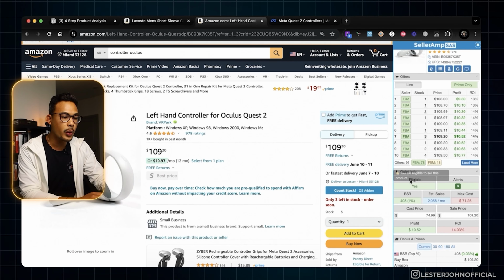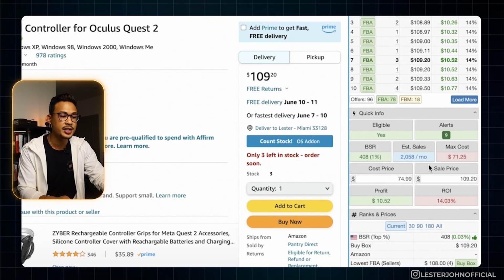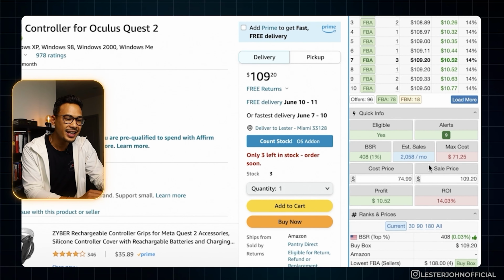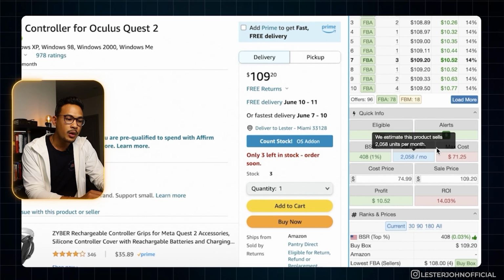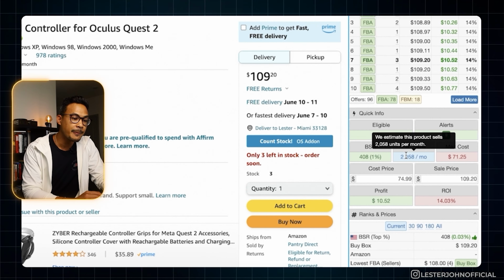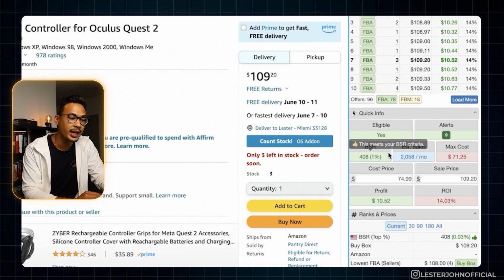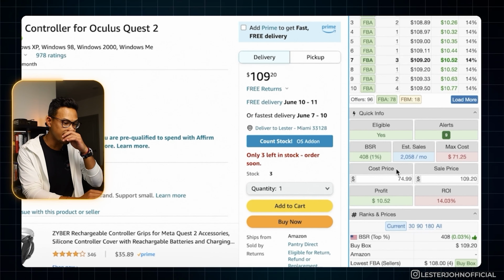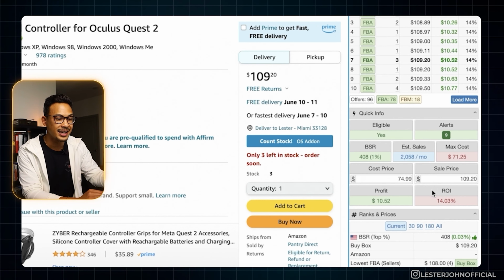So right here on the quick info, as you can see, we already had put our cost price at $74.99, right? And that's the buy box right there. What I like about it is it shows you the estimated sales. So it sells about 2,000 units per month, which is pretty good. The BSR is 408. As long as you're in that 1%, it's pretty good as a beginner when you start finding products that you want to sell fast. That's why softwares like SellerAmp just make it easier, because everything here is at a glance.